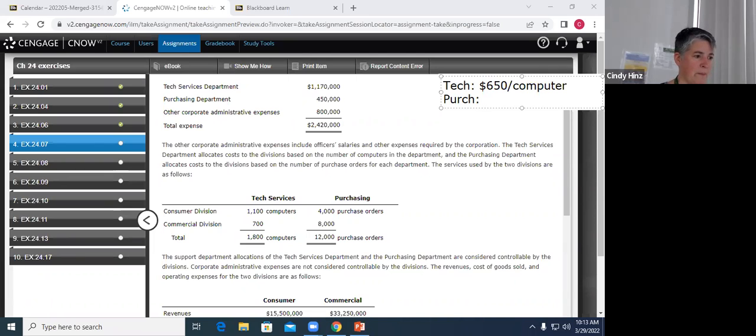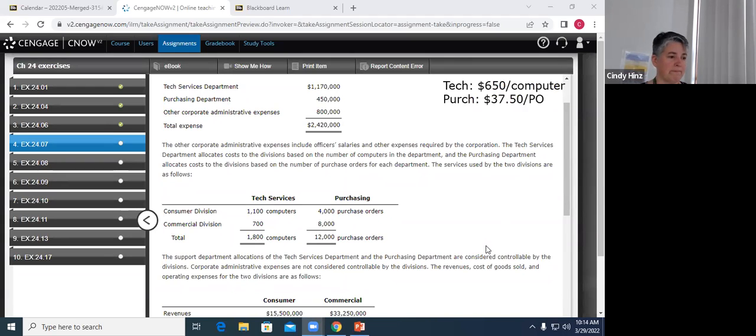And for purchasing, the purchasing department's total cost is $450,000, and they're going to allocate based on number of purchase orders, and they anticipate having 12,000 purchase orders. And so that works out to be $37.50 per purchase order. And if you're not familiar with that, PO is the commonly used abbreviation for a purchase order. Okay, everybody okay with where those came from?